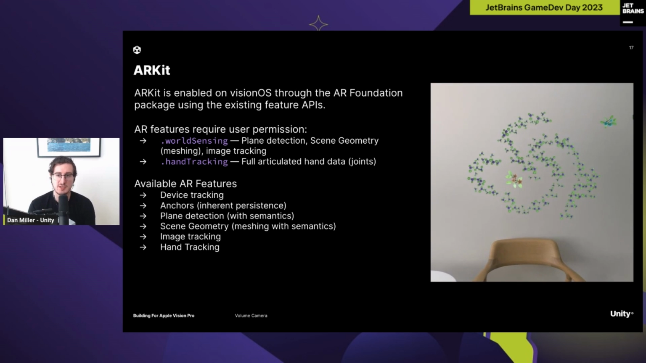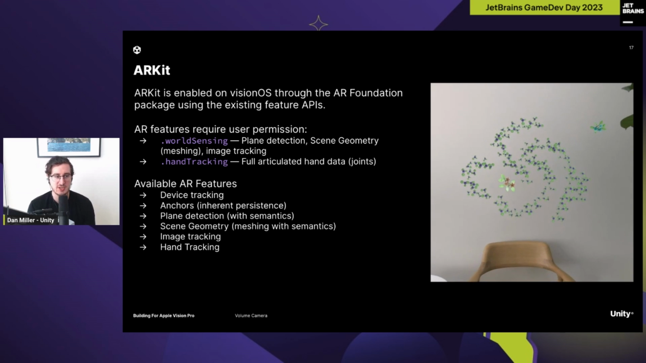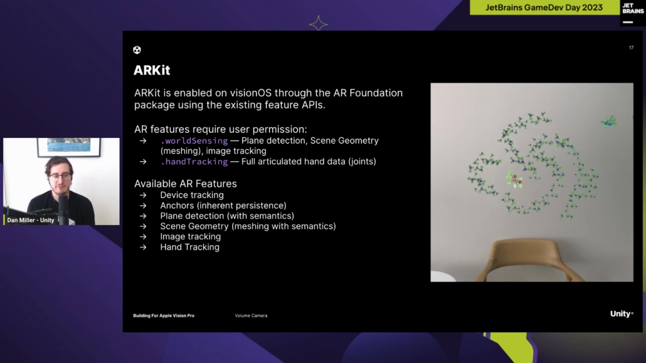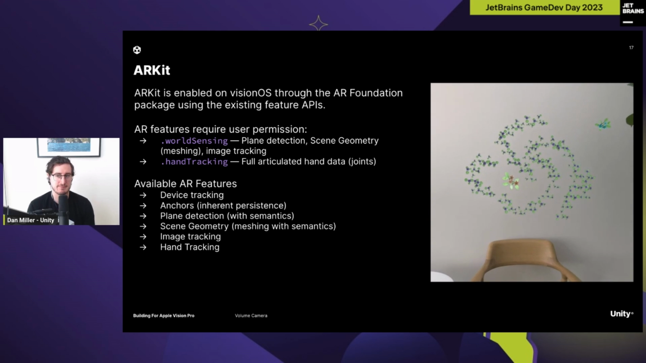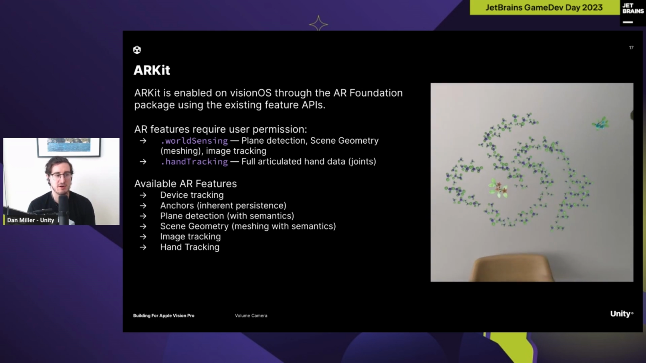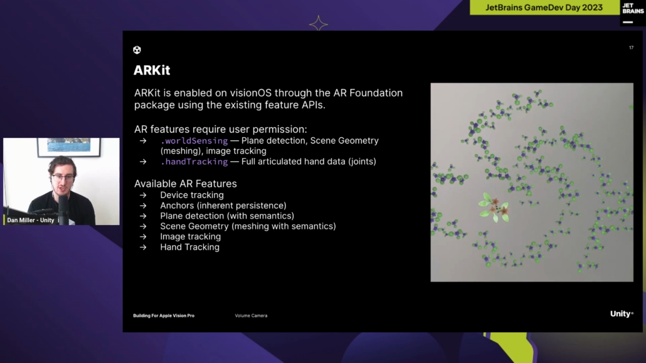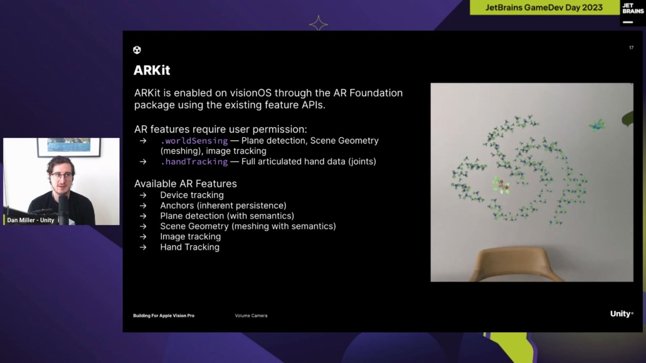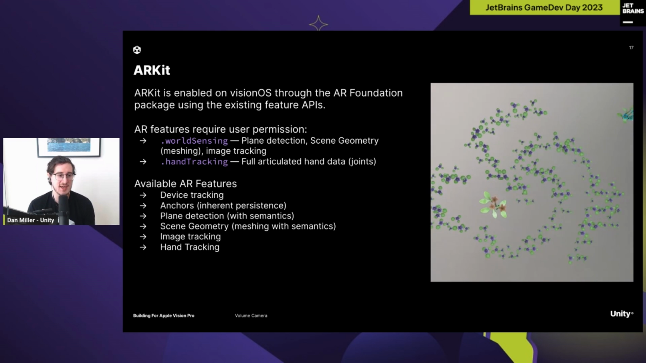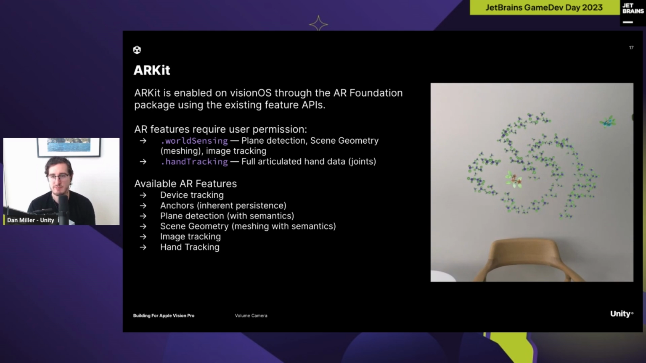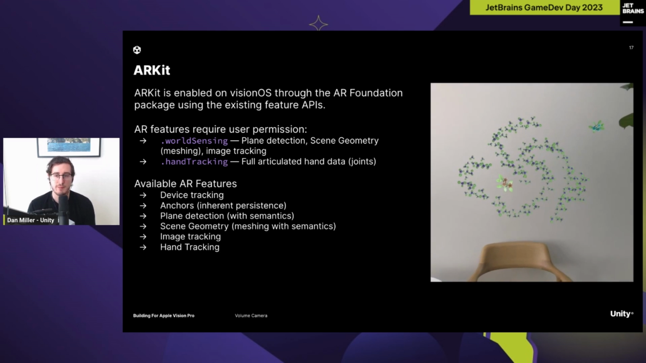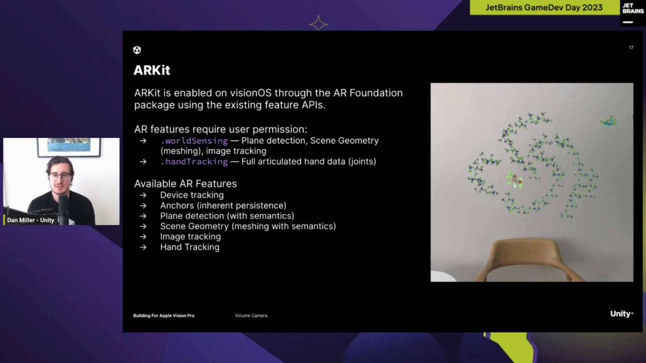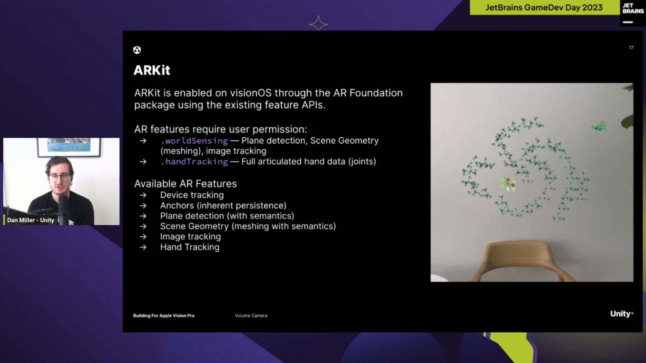There's a world sensing permission for things like plane detection, scene geometry, which is meshing, as well as image tracking. And then there's a specific permission for hand tracking. This gives you access to what we call the fully articulated hands, or really the hand joints specifically. So the available AR features for visionOS are device tracking, anchors, plane detection, scene geometry, image tracking, and hand tracking. Something I found really interesting, and a fun thing to take advantage of in applications, is those semantics that come with both plane detection and scene geometry. That gives you the ability to understand different parts of the environment. It'll label things like floor, ceiling, wall. It can also do things like window, etc. And then you can have unique interactions depending on the surface and how it's been defined.